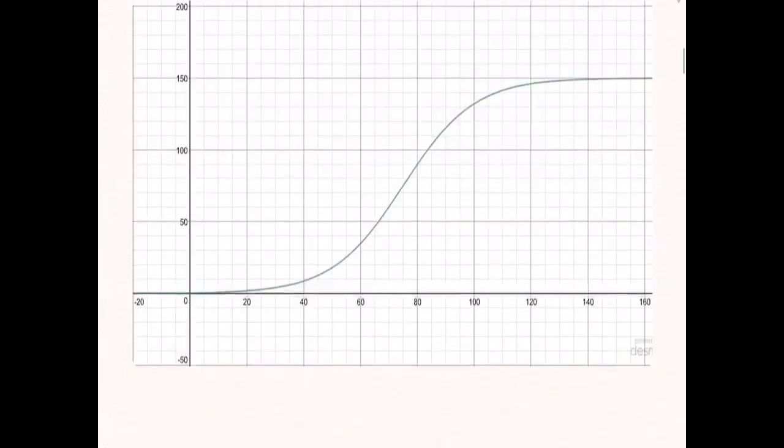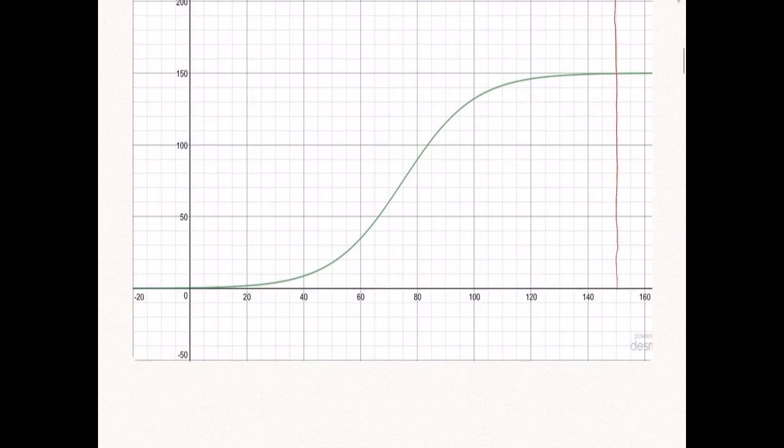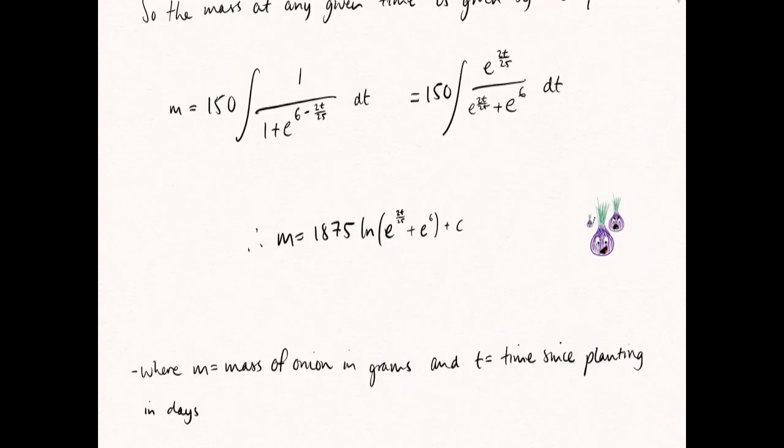This gives us the following graph, which ranges from 0 to 150 and shows an S shape with the increase of the mass. We can use this as our rate of change of mass, and it can then be integrated to find the mass at any point, which is given by this equation here.